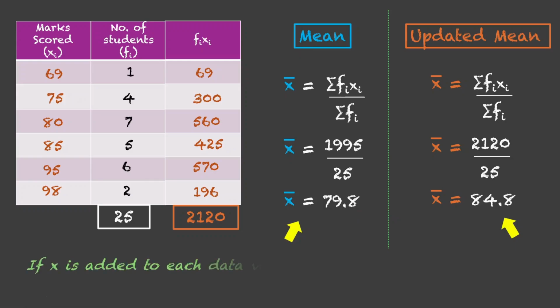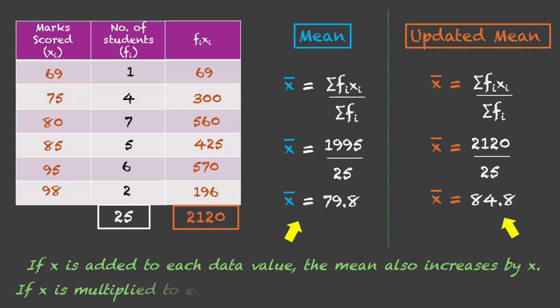So can we say that if x is added to each data value, the mean also increases by x? This is in fact true for multiplication as well. If each data value is multiplied by x, the mean increases x times. Let us see the logic behind it.